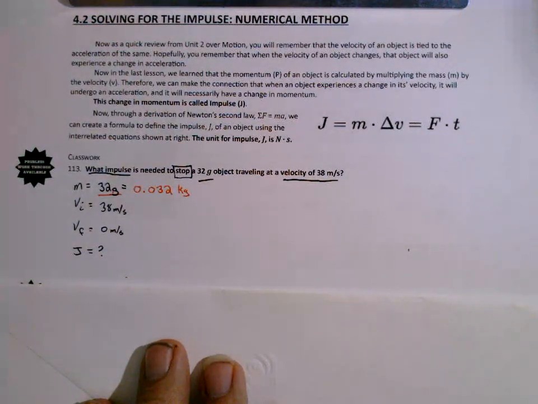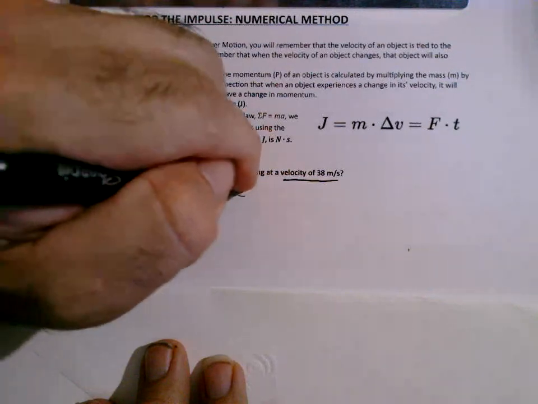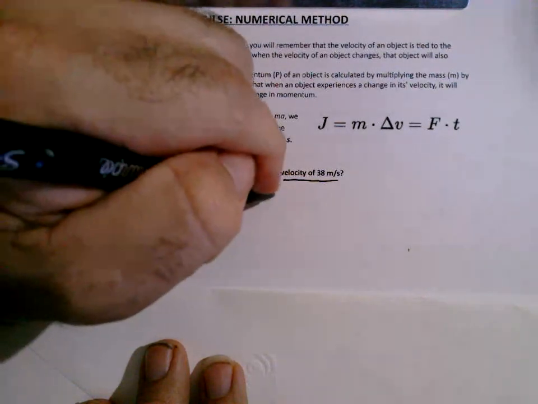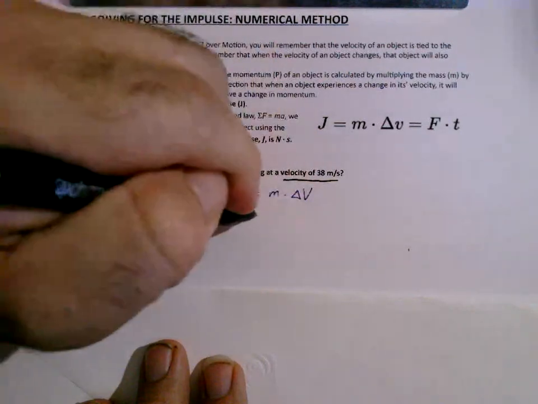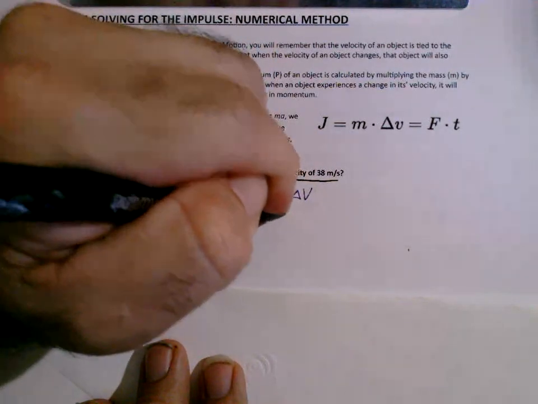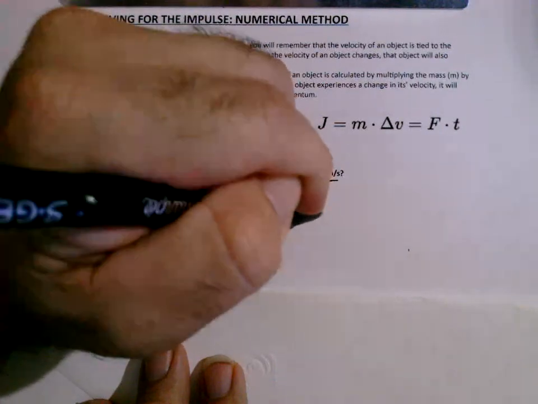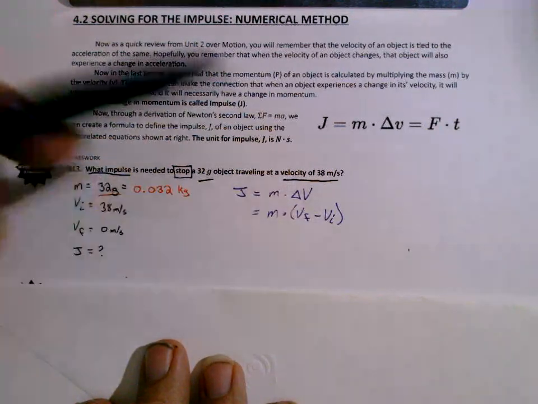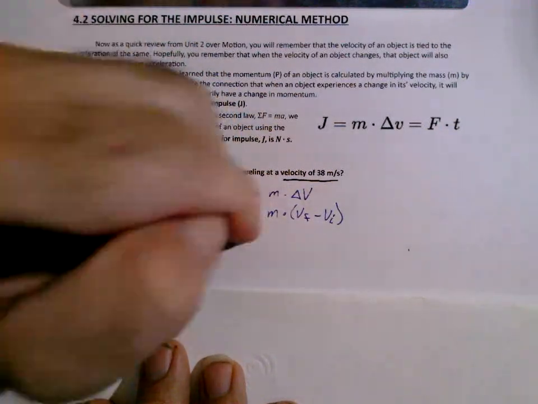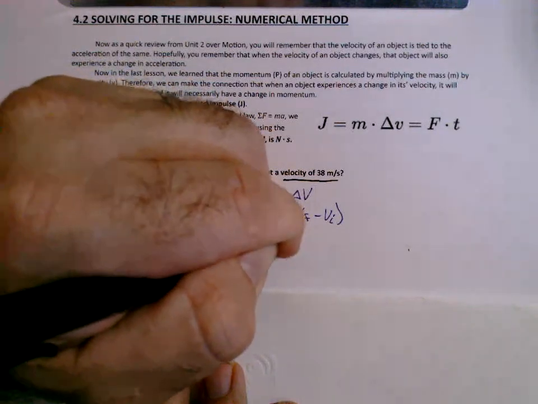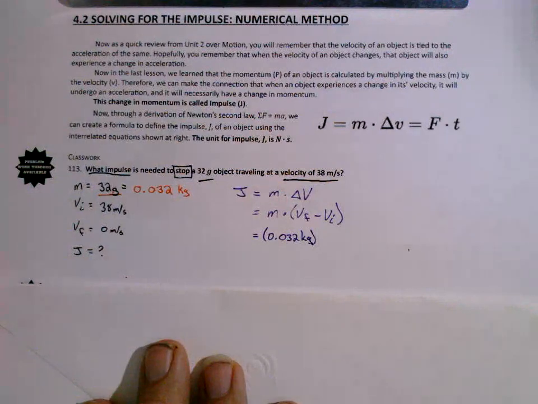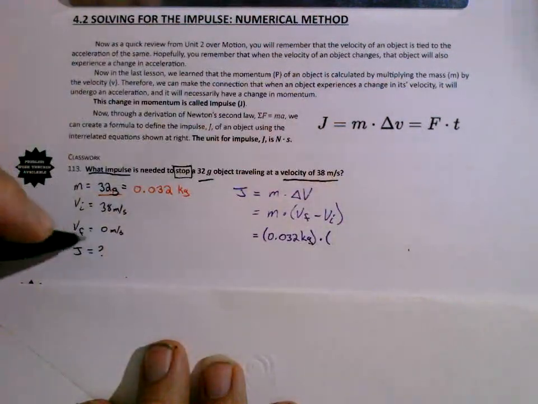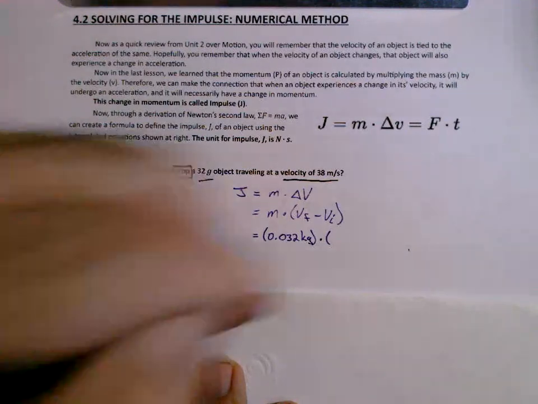kilograms. Now with that, if we need to find the impulse, and we have mass, and an initial and a final velocity, we know that impulse equals mass times the change in velocity, whereas the change in velocity is final minus initial. Remember, the change in velocity is always the final minus the initial. So when we substitute in, we have 0.032 kilograms multiplied by 0 minus 38 meters per second.